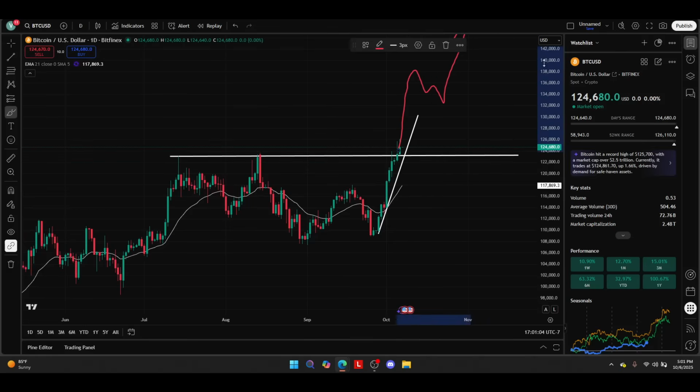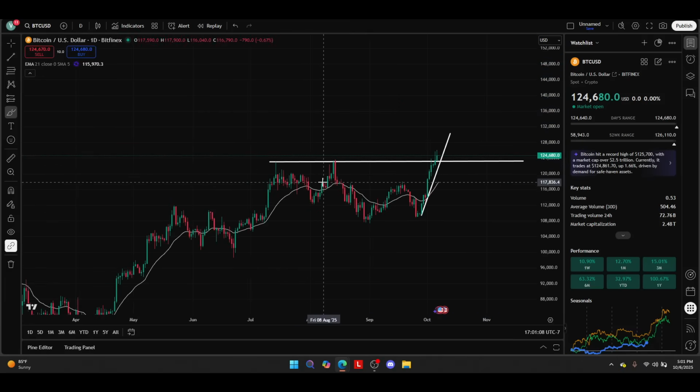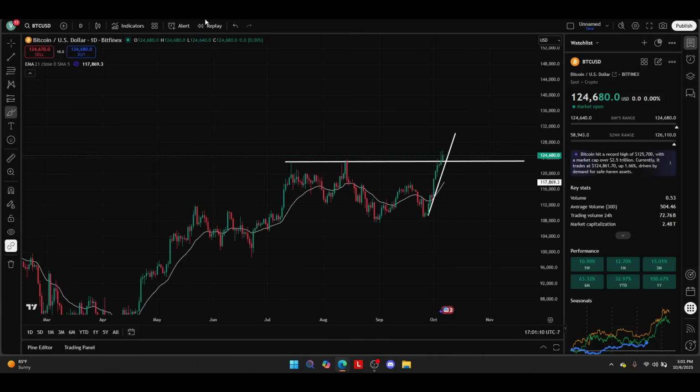And then maybe another drive up higher like that. So I think this will continue moving up higher for Bitcoin. So Bitcoin looking pretty strong.